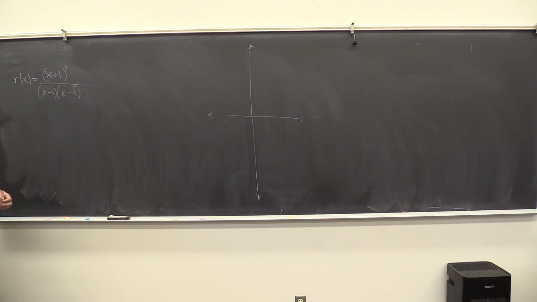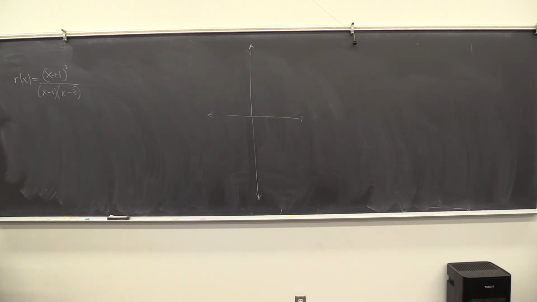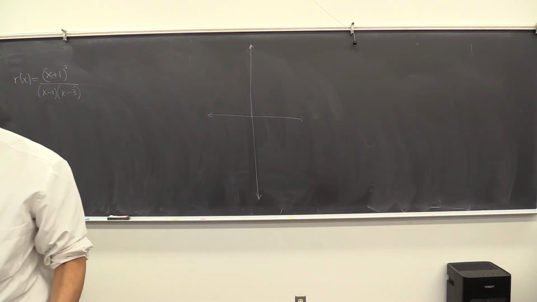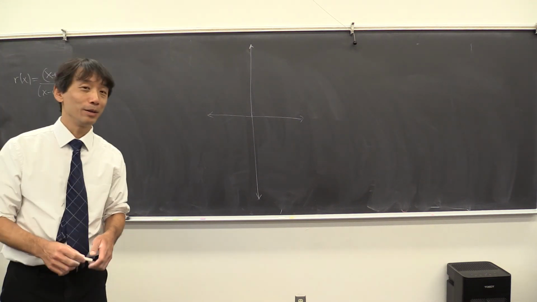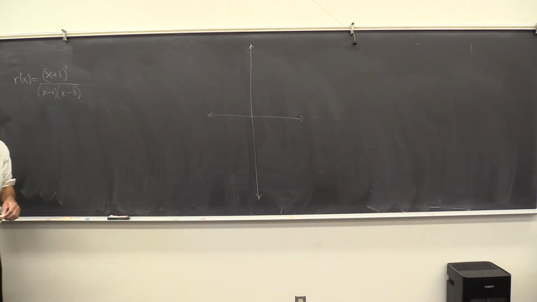Somebody tell me something about what this function looks like. Should I choose people randomly? Maybe I should finally do that. Manuela is you. 1, 2, 3, 4. So I vote 4. Do you want to tell me anything about this function?